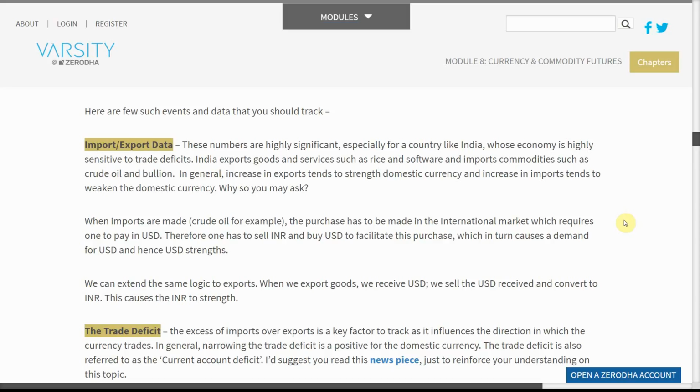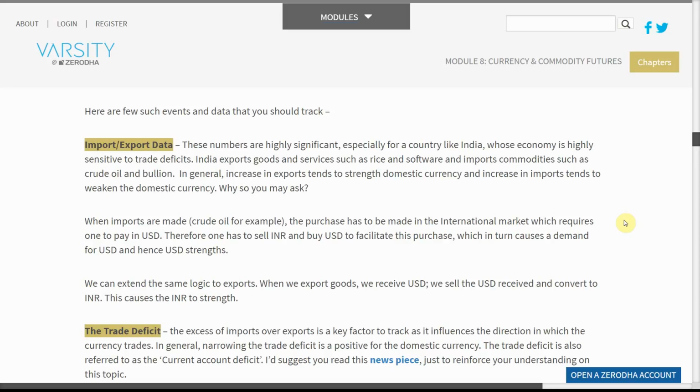Why so, you may ask? When imports are made, crude oil for example, the purchase has to be made in the international market, which requires one to pay in USD. Therefore, one has to sell INR and buy USD to facilitate this purchase, which in turn causes a demand for USD and hence USD strengthens.